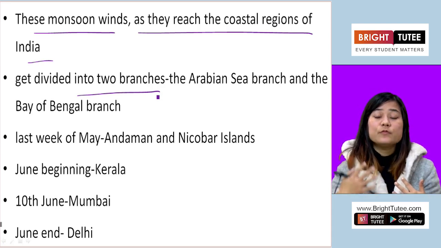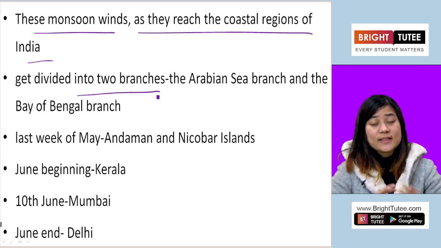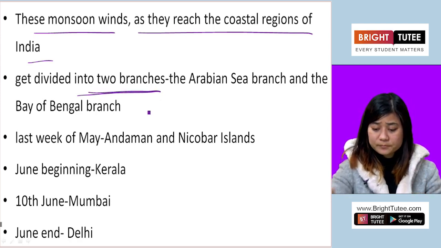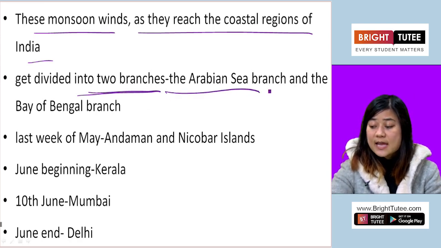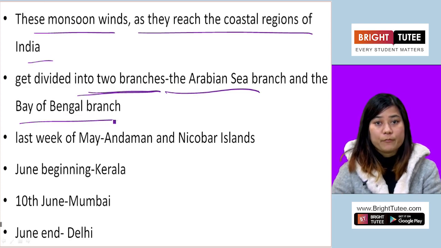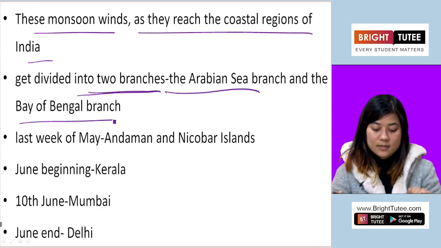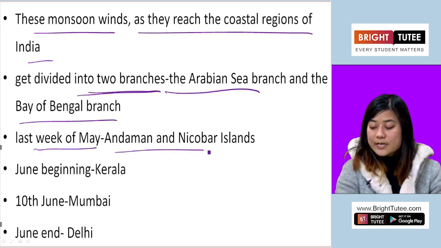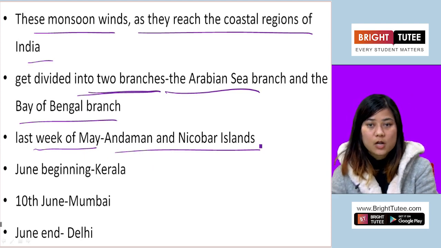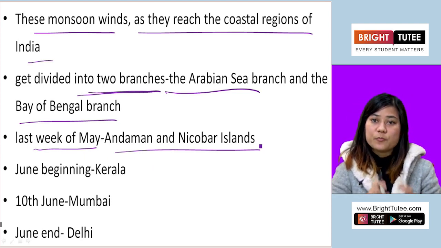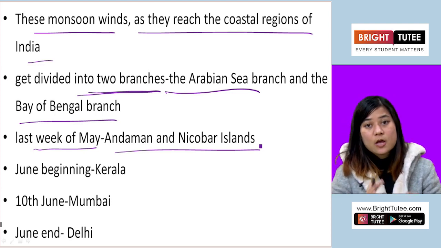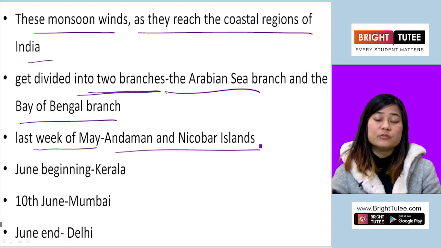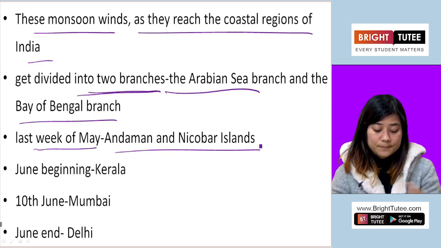As they move, they reach the coastal regions. When they reach the coastal regions, the wind divides itself into two branches. One goes towards the Arabian Sea, the other flows towards the Bay of Bengal. So you can see they go like this. Because of this, in the last week of May, the Andaman and Nicobar Islands receive rainfall because of the moisture-laden wind blowing towards them. So first the wind hits the Andaman and Nicobar Islands and the monsoon is experienced, that is, rainfall.